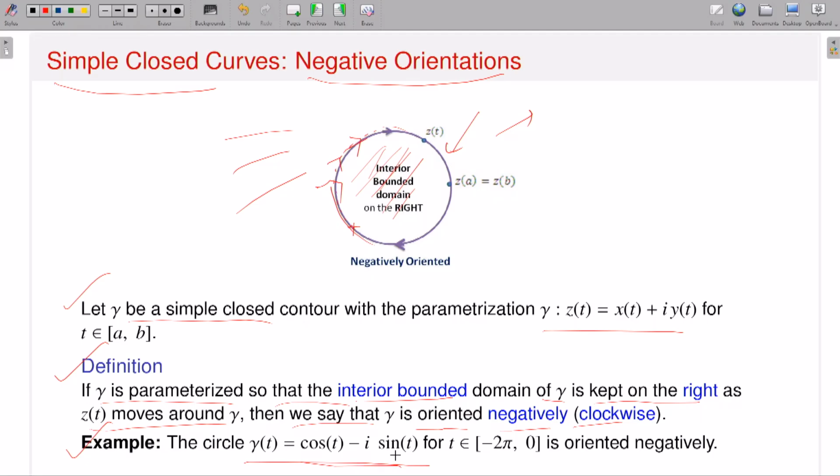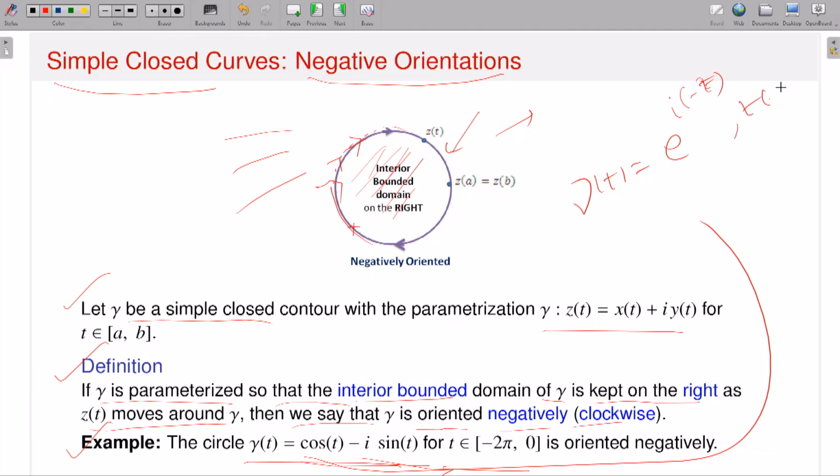This is also a circle. You will see this is also a circle. So what is that? You can write this as gamma of t, which should be e to the power i times minus t, where t runs from minus 2 pi to 0. Correct?